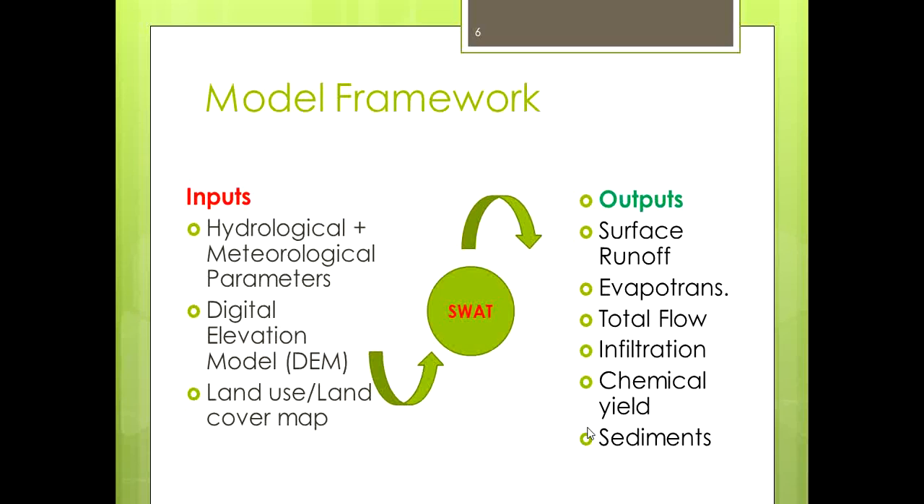Next is the model framework. The model gets inputs like hydrological and meteorological parameters, the digital elevation model, that is DEM, and land use land cover map, and it gives outputs like surface runoff, evapotranspiration, total flow and base flow, infiltration, chemical yield and sediments.